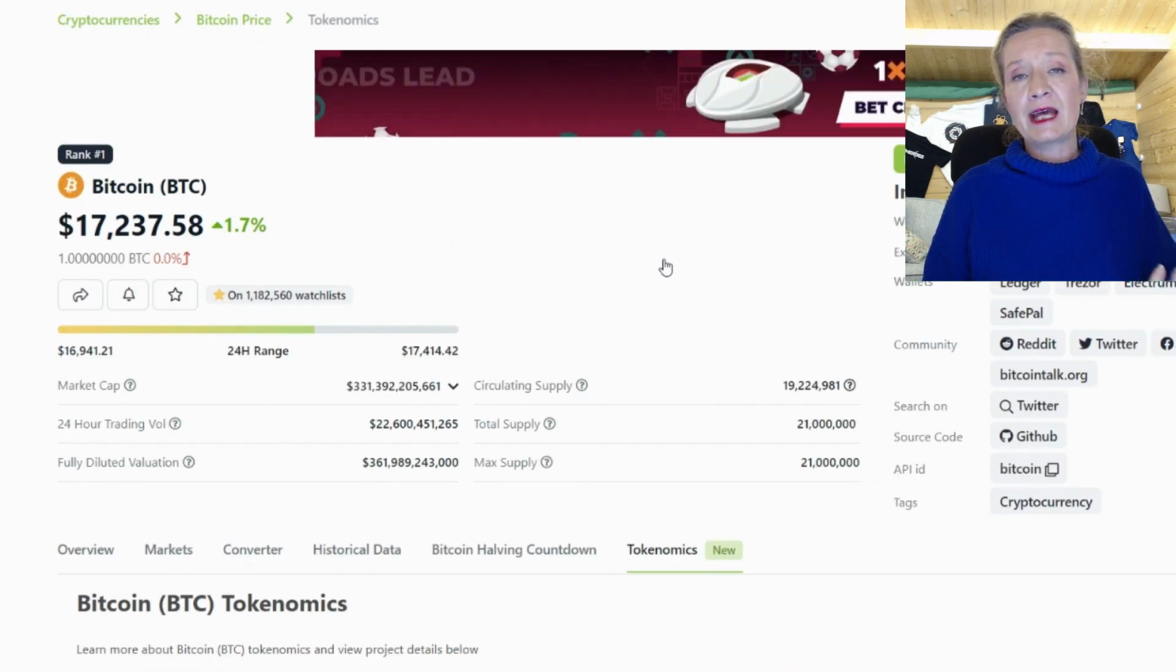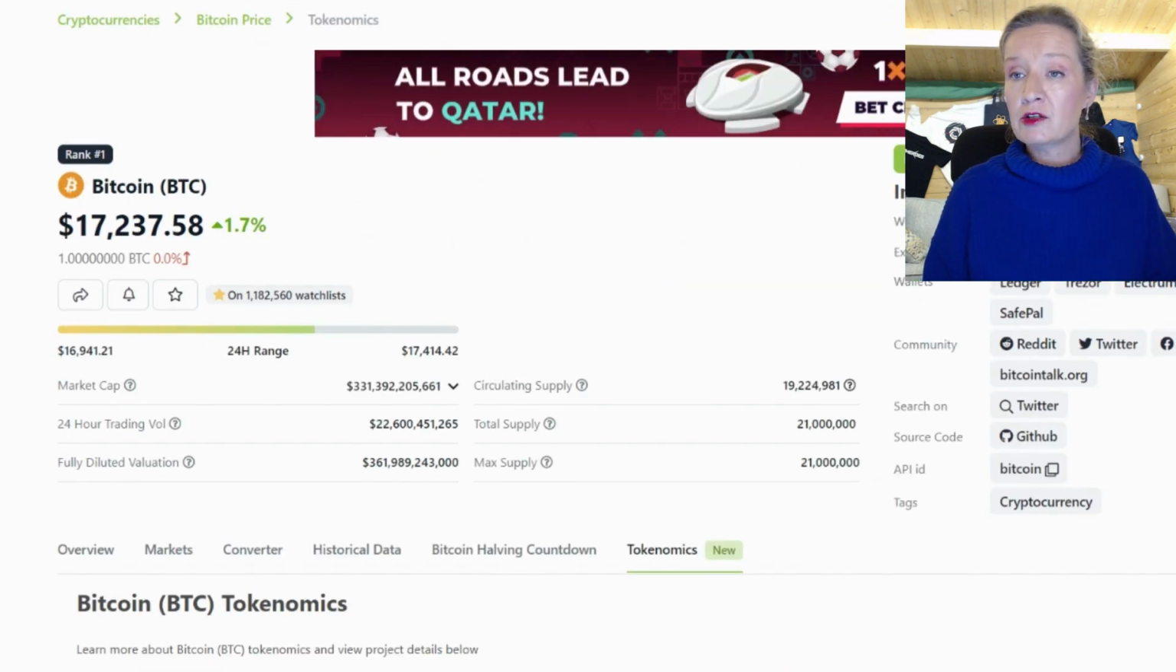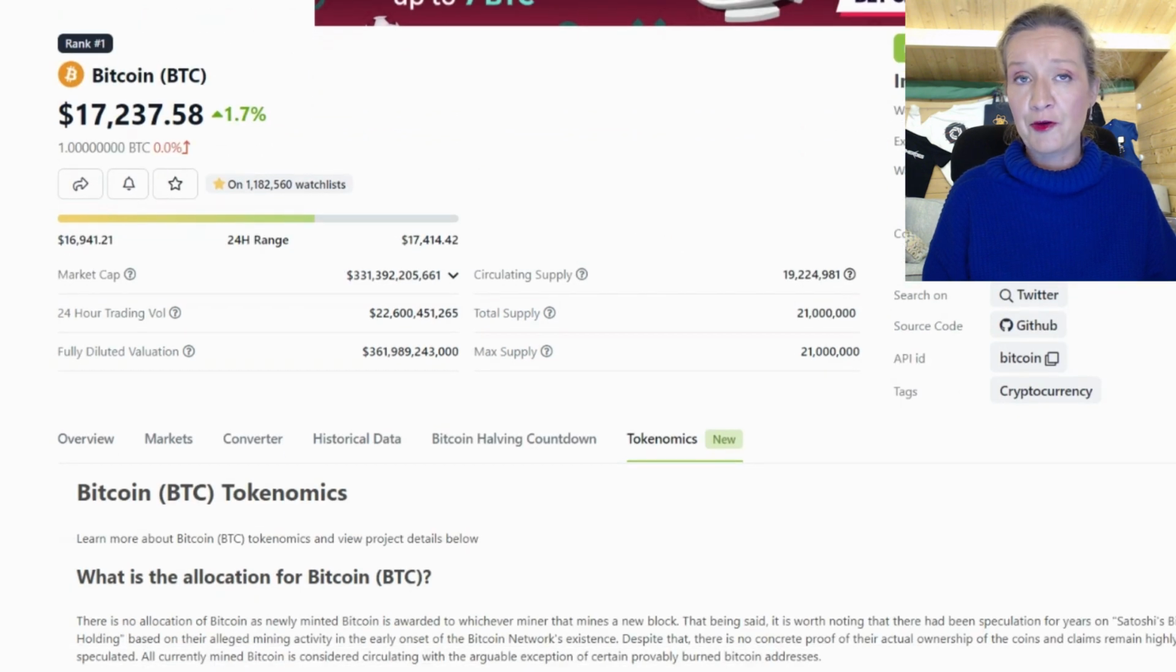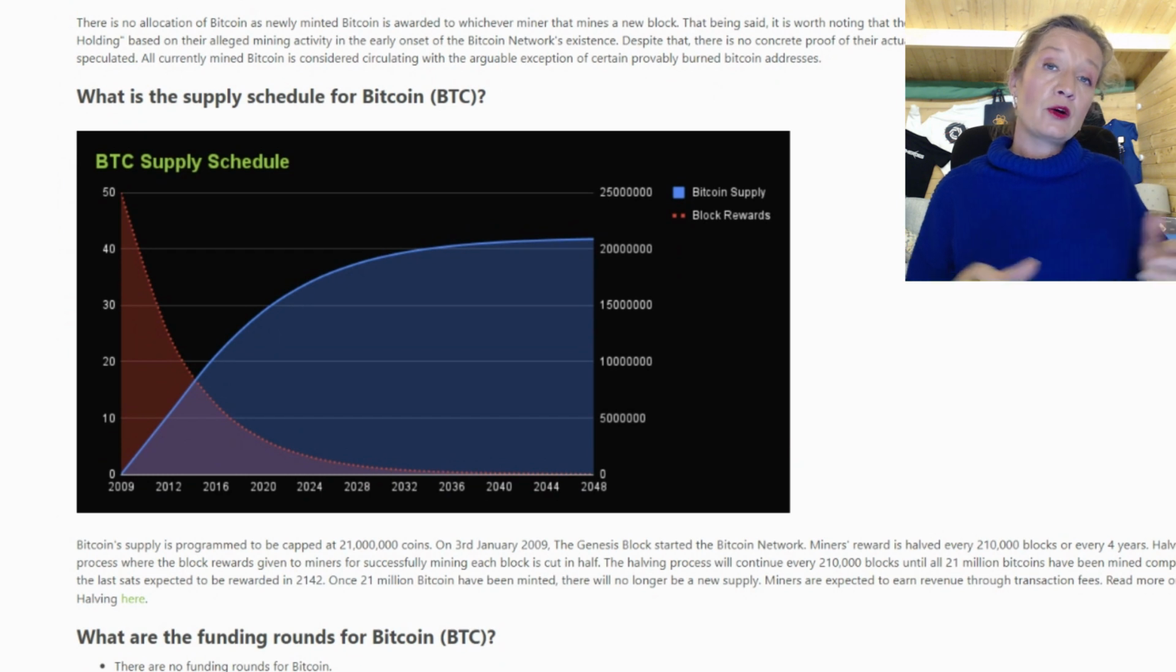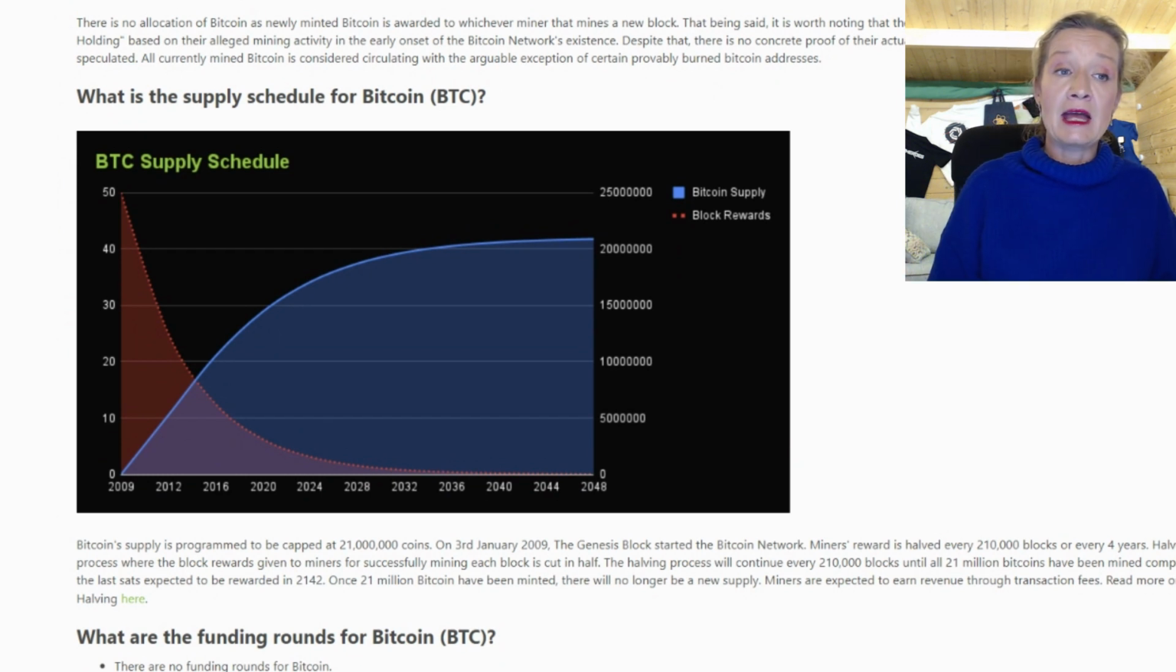So we scroll down here and we also have now a Tokenomics tab. Now the Tokenomics tab isn't available yet for all tokens and coins on Coingecko, but for the ones that there is, it's really, really useful. So here we can see some details about the tokenomics, that there's no allocation of Bitcoin as newly minted is awarded to whoever mines the actual blocks.